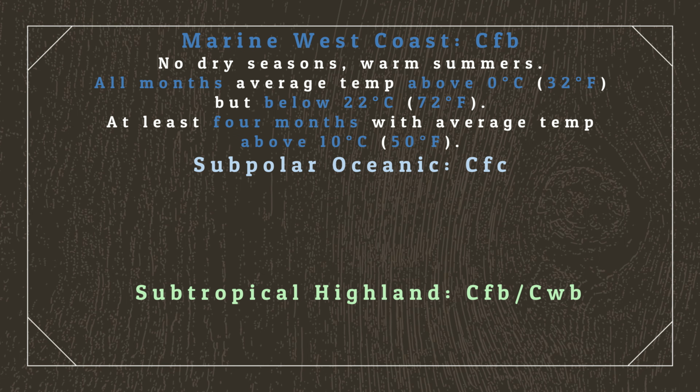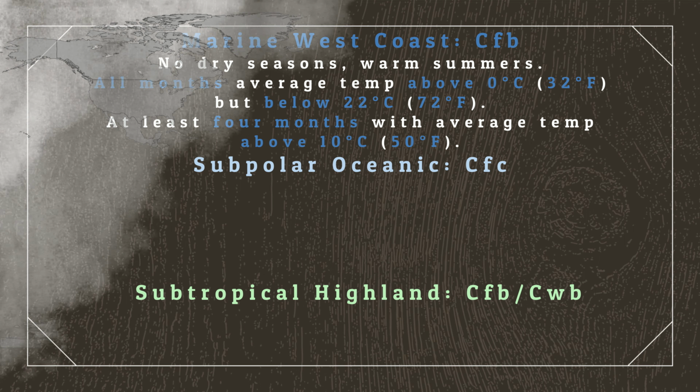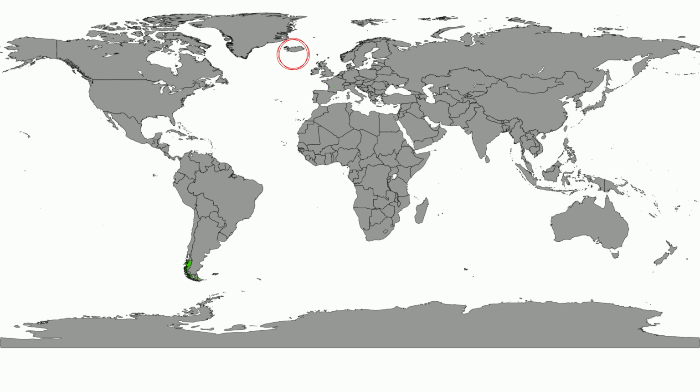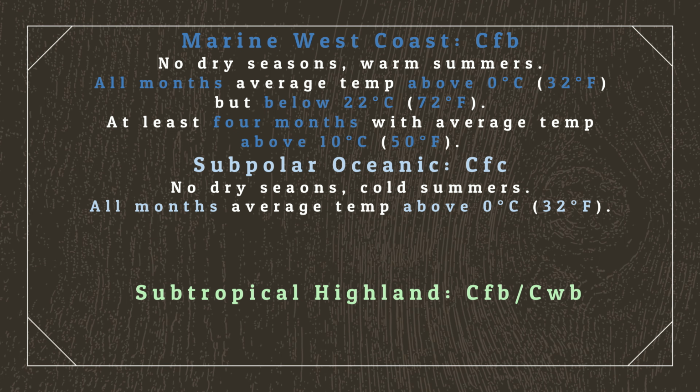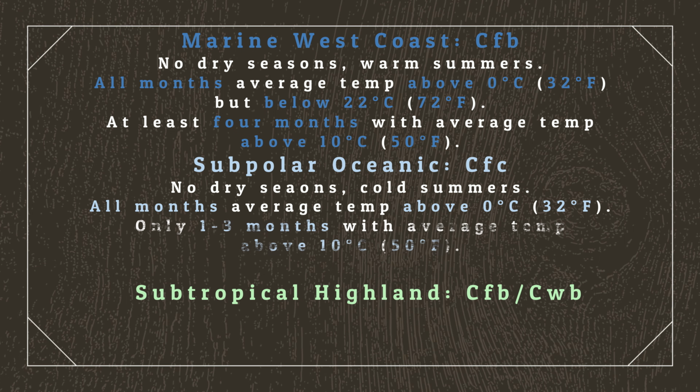Subpolar oceanic climates, unsurprisingly, are found in more poleward regions, which on Earth includes parts of southern Iceland, northern Scotland, eastern Norway, southeastern Chile, and southeastern New Zealand, as well as a very thin strip along the southern coast of Alaska. These climates have no dry seasons and cold summers, and all months have average temperatures above 0 degrees Celsius, but only 1 to 3 months reach average temperatures above 10 degrees Celsius.